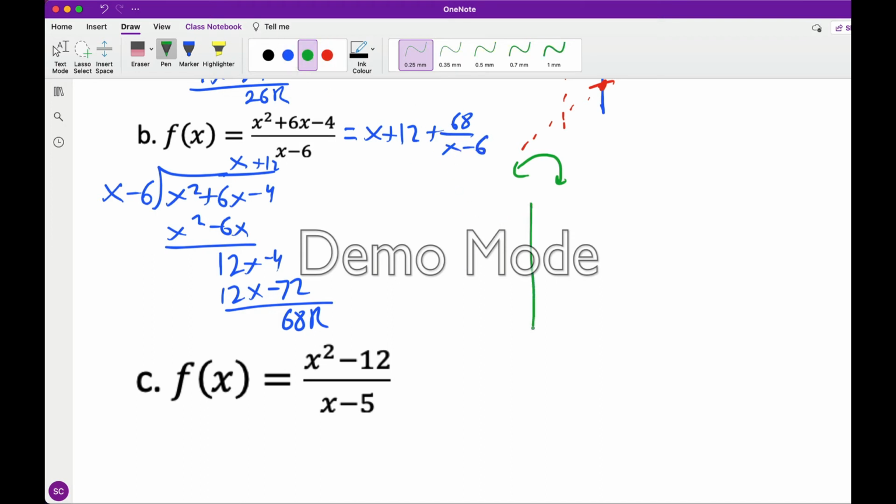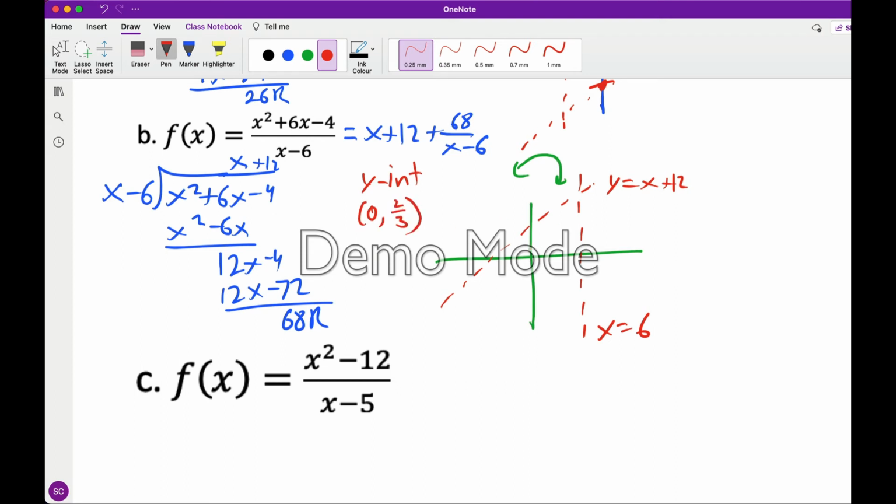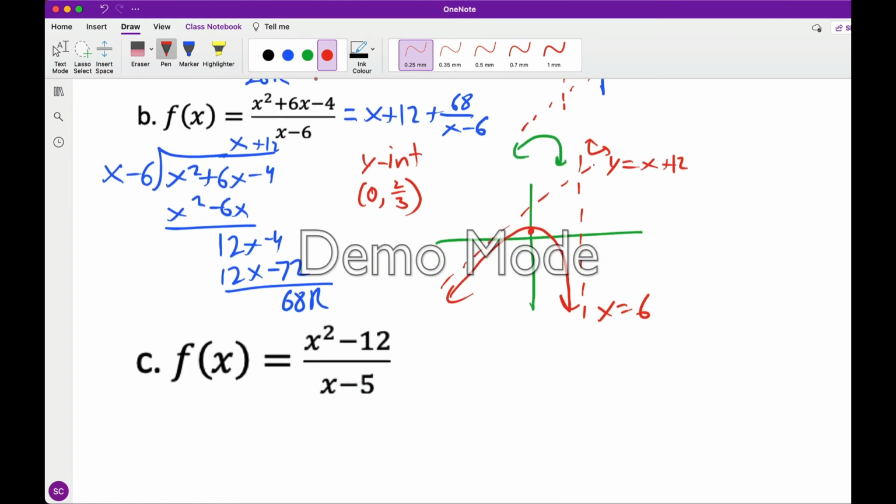So when I go to graph it, the oblique asymptote is going to be x plus 12. And the vertical asymptote is x equals 6. The y-intercept, plug in 0, you're going to get 2/3. So 2/3 is going to be down here somewhere. You get the x-intercepts again with quadratic formula. So the graph's going to look like that. Right? The last one's a bit tricky.